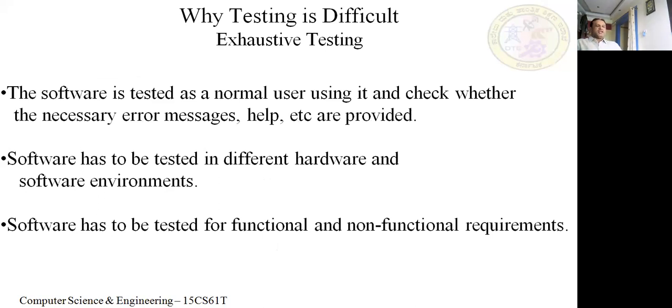Then some other points relating to testing. The software is tested as a normal user using it, and we check whether the necessary error messages, help, etc. are provided. So in your software, there should be prompts. If there are any invalid values, it should give a message: invalid number, enter only positive numbers, or enter only integers, or enter only floating point, whatever is related to your program. So it should give proper messages, and there should always be a help file. Any program, whatever you develop, there should be a help file.